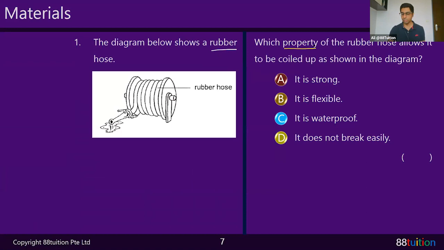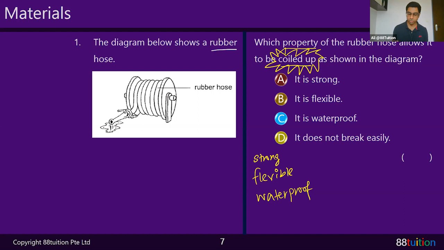Okay. There are many properties. Remember, if I say, which property of the plastic allows me to see through it, then it's not its strength, it's transparency. So even though plastic can be strong and transparent, you have to choose the correct property. Here also, rubber is also strong. It's also flexible. So option A is strong, option B is flexible, option C is waterproof. Oh yes, it is waterproof as well. So which of these properties allows it to be coiled up? This is the keyword. If you don't think about this keyword, then you cannot find the answer. It's flexible. Understood?